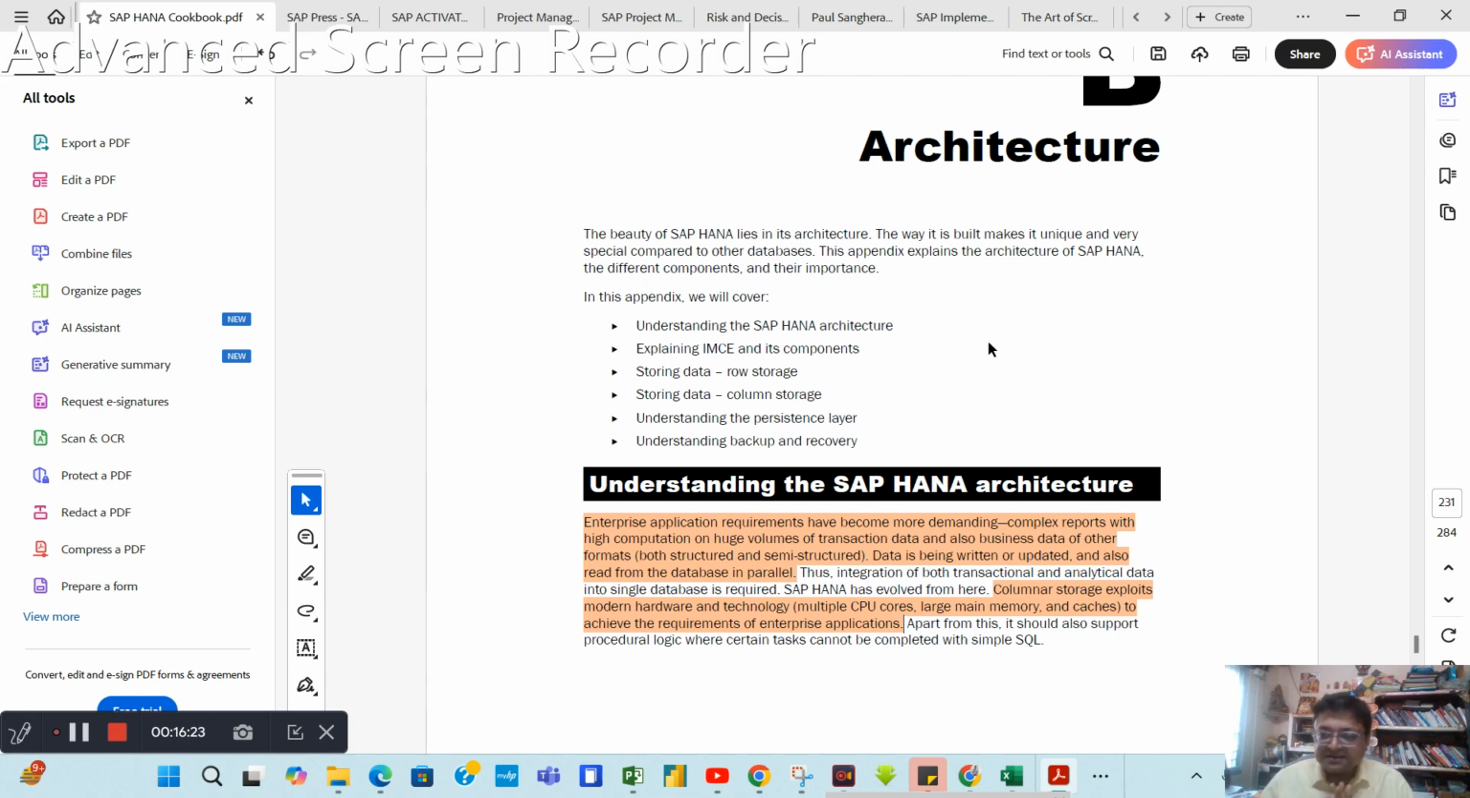It's not just a database. It's an in-memory computing engine which supports OLAP, online analytic processing for data analysis, and OLTP, online transaction processing, like business transactions. So there will be multiple CPU cores, large memory, and caches. These are the kind of modern hardware we are providing for HANA to achieve the requirements of enterprise applications.